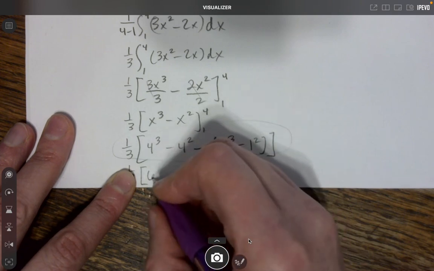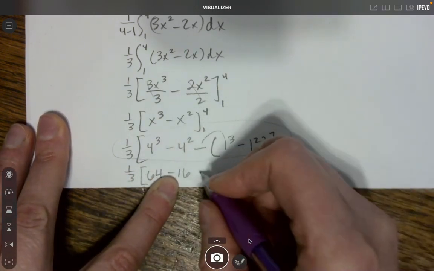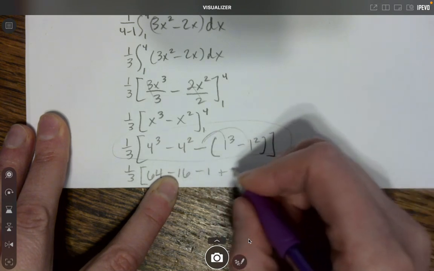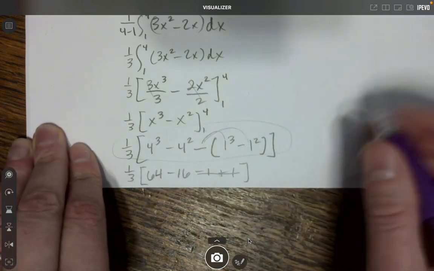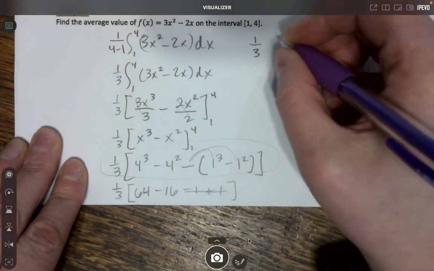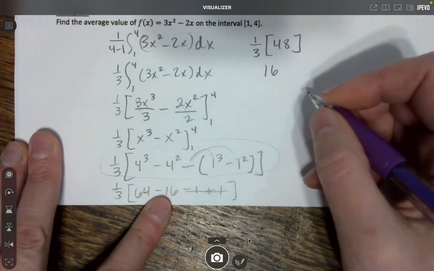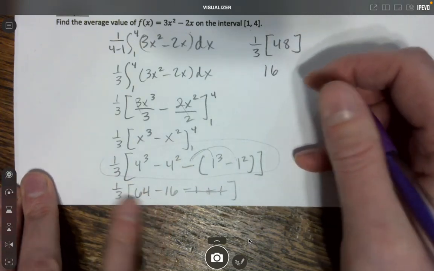So 4 to the third is 64 minus 16. This is going to be a minus 1 and a plus 1. All right, so 64 minus 16 is 48. So 1/3 of 48, which is 16. So our average value is 16.